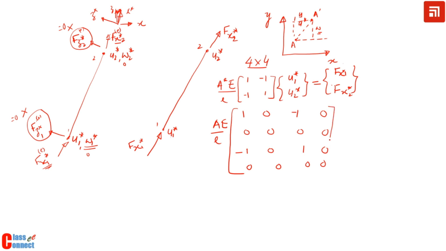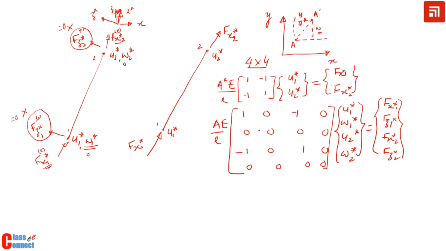And let me introduce the local nodal vector variable. It is u1 star, w1 star, u2 star and w2 star, and this will be equal to fx. So we can verify this.